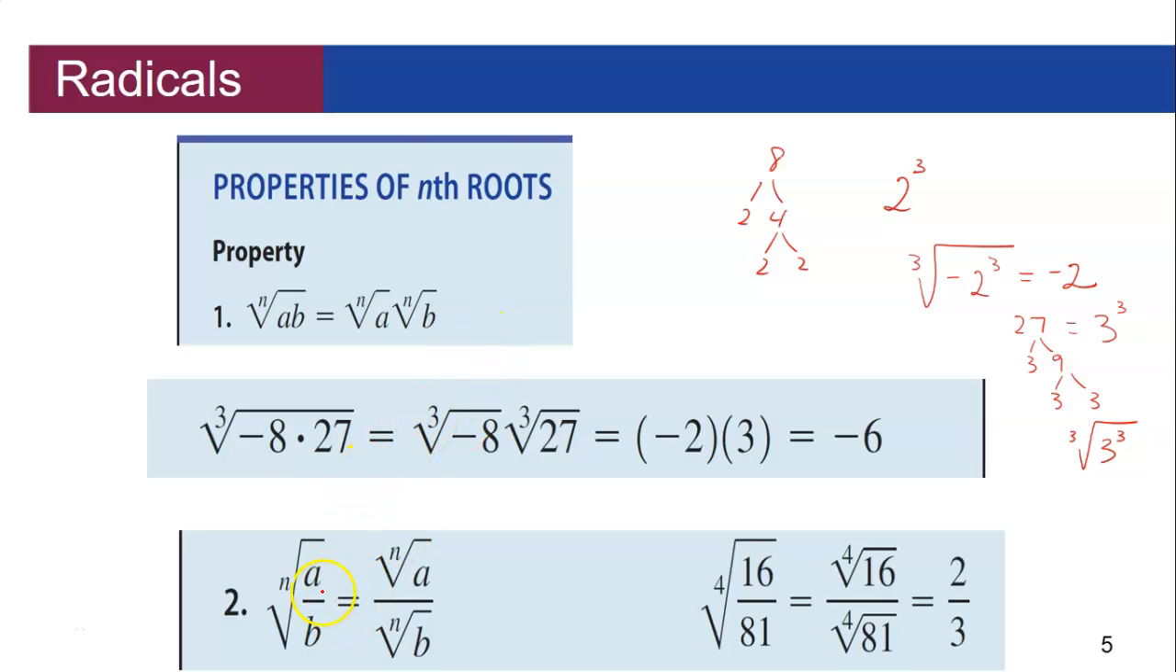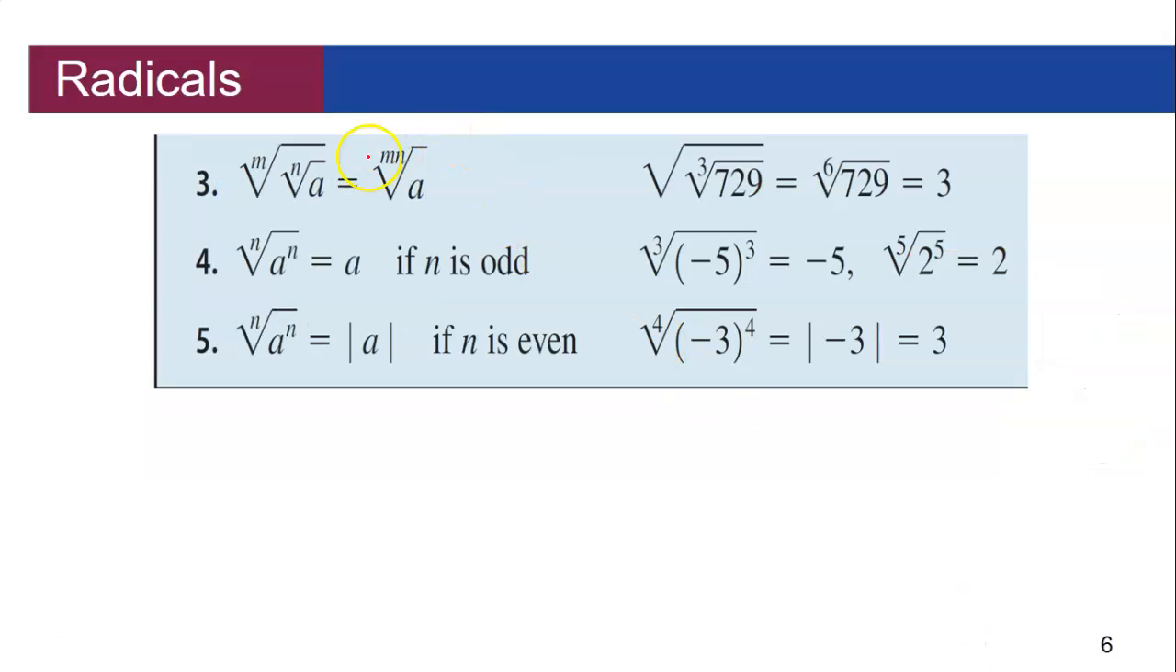If I look at one where I have division underneath the radical, it's a very similar property in that we can distribute that index to both the numerator and the denominator. If we look at the fourth root of 16 and go through its prime factorization, then we'll see that the fourth root of 16 is 2 and the fourth root of 81 is 3 by the same process with the factorization.